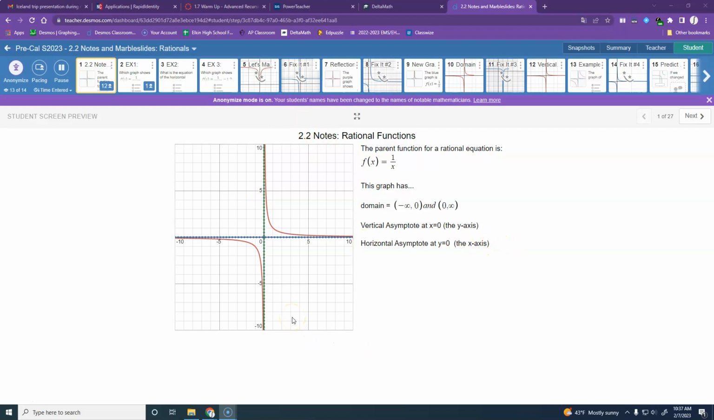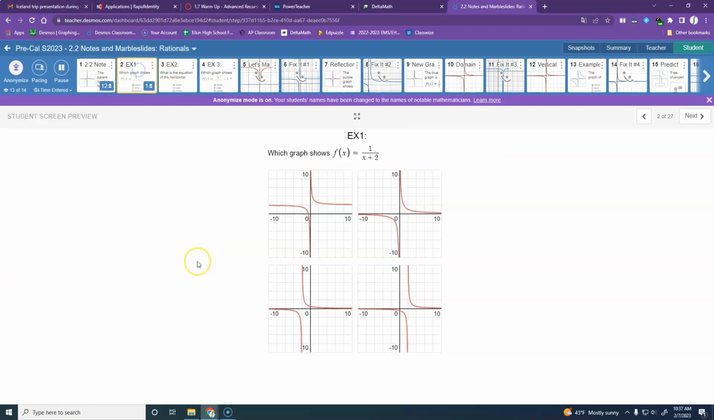So these are just general characteristics of a rational function, right? The big thing we're going to be looking at is if we move this up, it's going to move that horizontal asymptote up. If we move it left, it's going to move that to the left. So, let's go to the next slide. Choose an answer there.